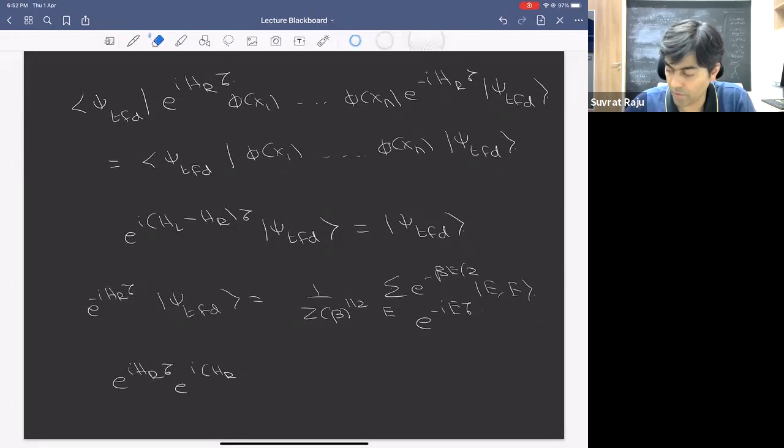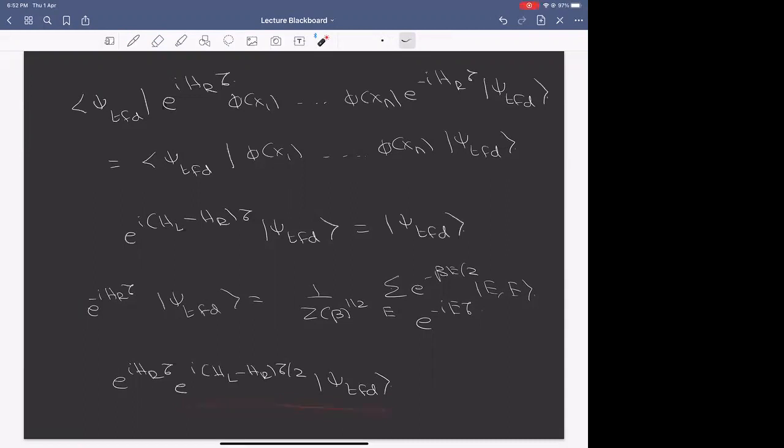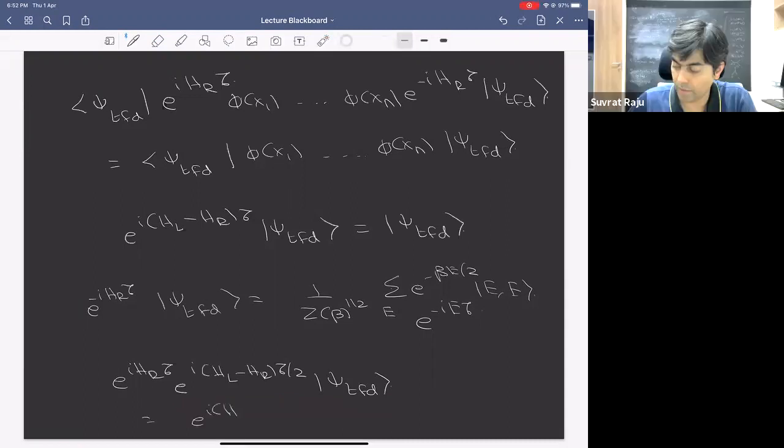Think of this expression. This expression is the same as the expression I have on top, because the thing in the middle doesn't do anything; it's just one. So this is just the thermofield double state itself. But this expression is e to the i (H_L plus H_R) tau by 2. So you can always insert a factor of e to the i (H_L minus H_R) tau by 2, multiplied with whatever you like, and you can use such factors to turn this e to the i H_R tau into something like this. Thank you.